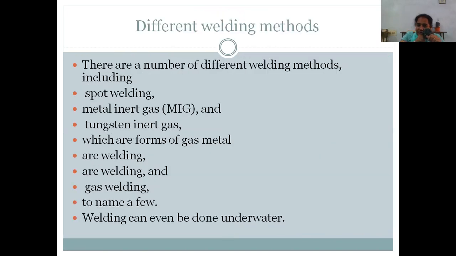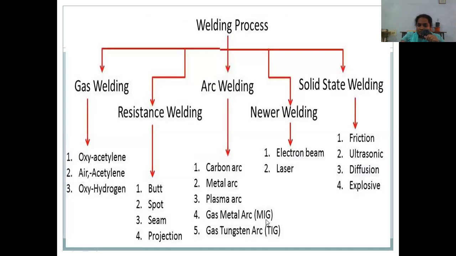So what are the different types of welding methods? There are a number of different welding methods, including spot welding, metal inert gas and tungsten inert gas, which are forms of metal arc welding, and gas welding. To name a few, welding can even be done underwater. Welding processes: gas welding, resistance welding, arc welding, newer welding, solid state welding.